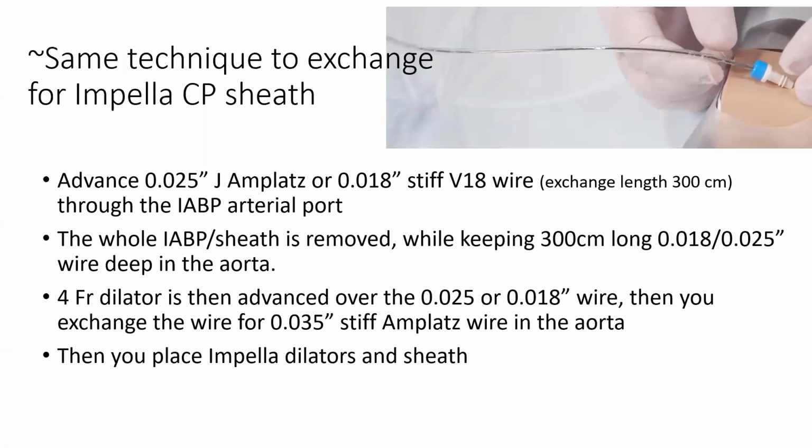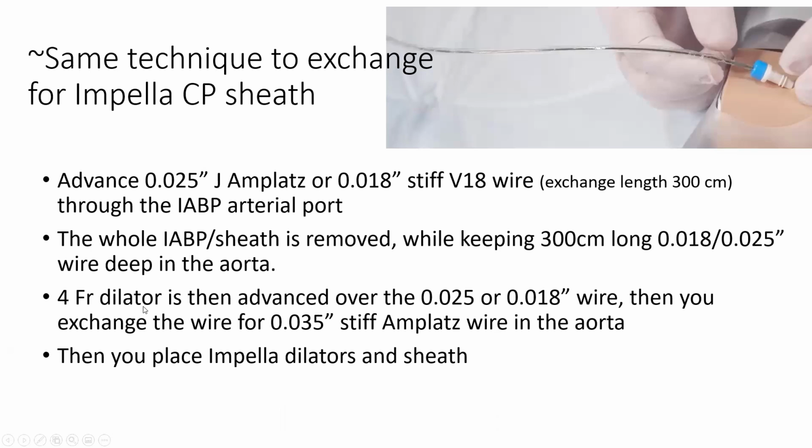Now, how do you exchange the axillary balloon pump for an axillary Impella CP? I will describe whether you should do Impella CP percutaneously, and I suggest you shouldn't. But in infrequent cases where you need to exchange the axillary balloon pump to an axillary Impella CP, this is how you do it. It's kind of the same steps. You advance a 0.25-inch or 0.18-inch wire through the balloon pump arterial lumen. You remove the whole system while keeping the wires deep in the aorta.